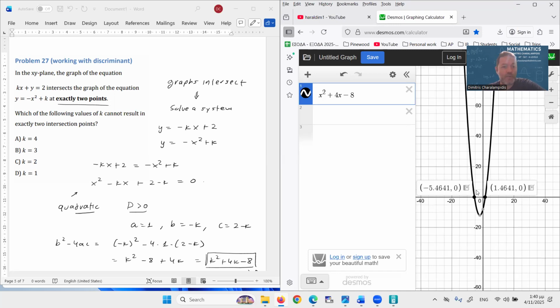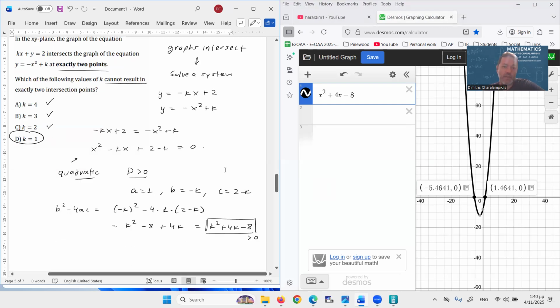When k is 4, it is above, so it can result. When k is 3, it is above. When k is 2, it's above. When k is 1, that's the answer, because when k is 1, it's below the x-axis. So the right answer here would be D.